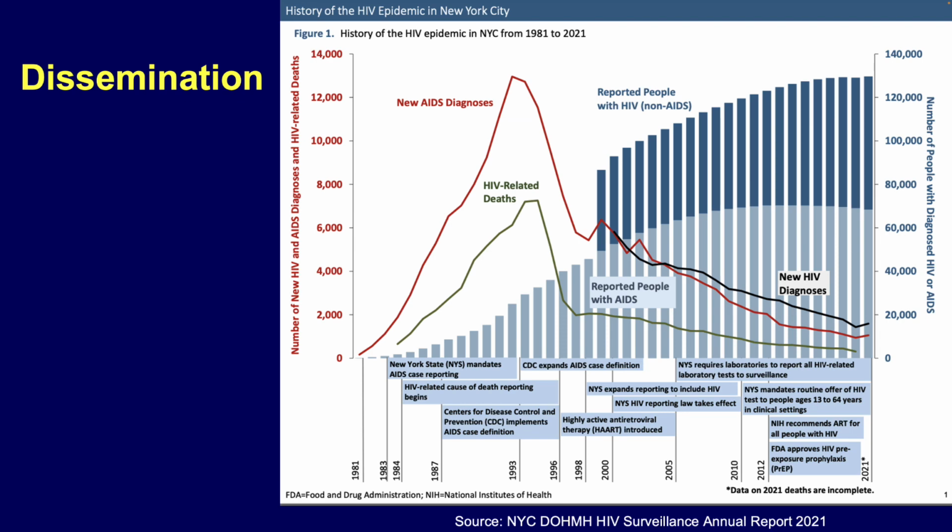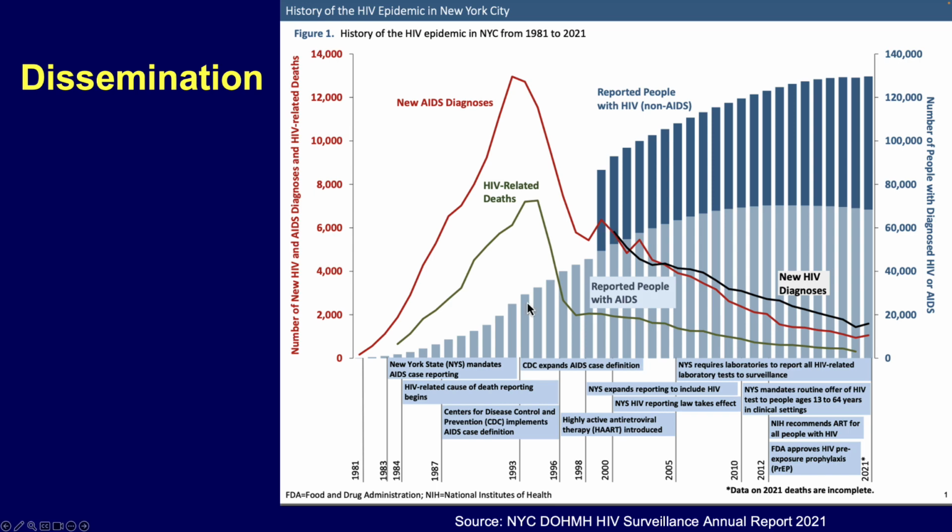This is a nice visualization on the history of the HIV epidemic in New York City that accompanies the surveillance annual reports that the health department puts out. It shows all of the surveillance information going all the way back to 1981, starting with AIDS diagnoses. And you can see the additional information that gets added on as a result of the expansion of HIV non-AIDS reporting in the year 2000.